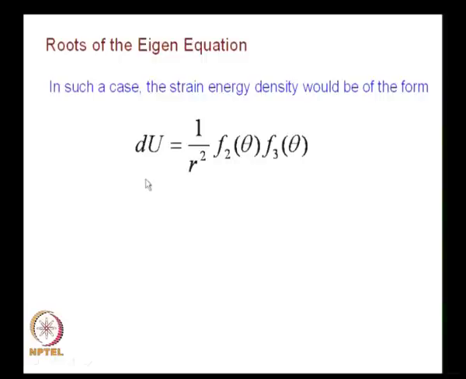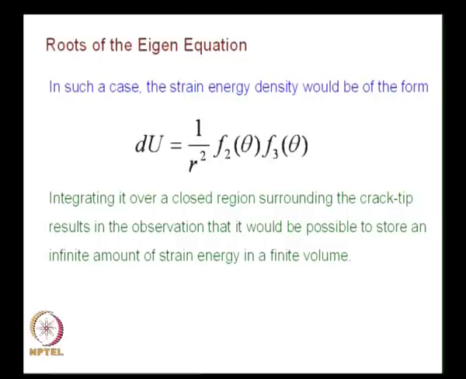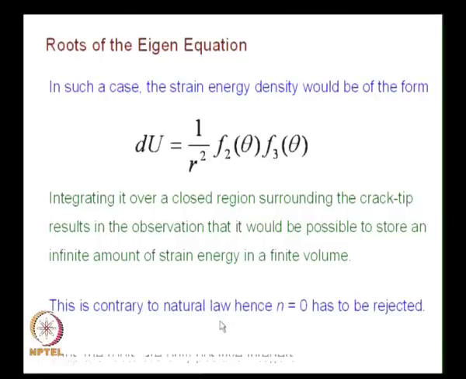So, what is the implication? Suppose I take a closed contour. If I integrate over a closed region surrounding the crack tip, this results in the observation that it would be possible to store an infinite amount of energy in a finite volume, which is not possible. If it is not possible, what should we say? We should say n equal to 0 is not an admissible root. That is the conclusion. So, finally, what you get? The roots are only positive integers.